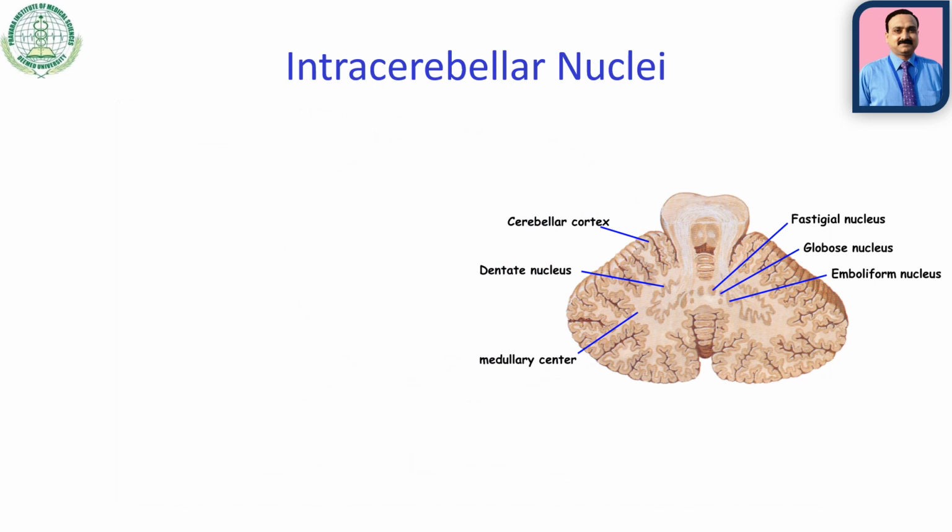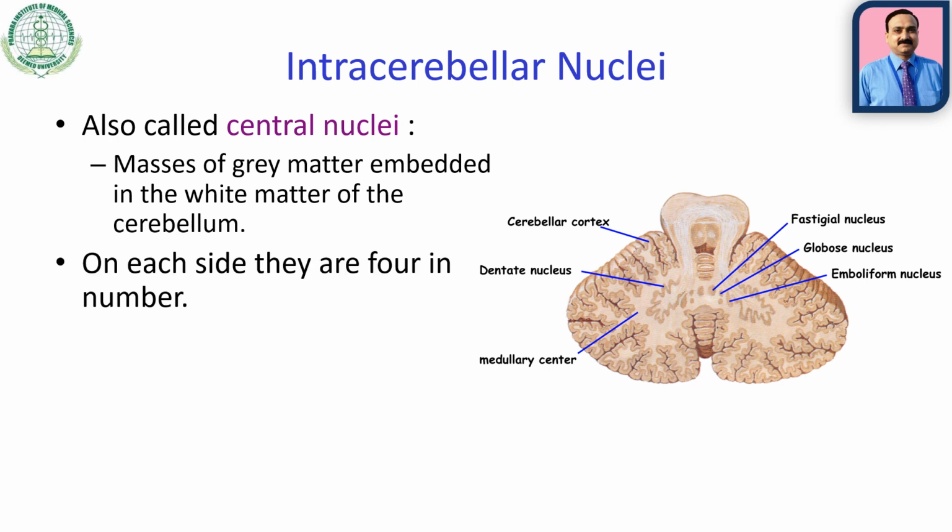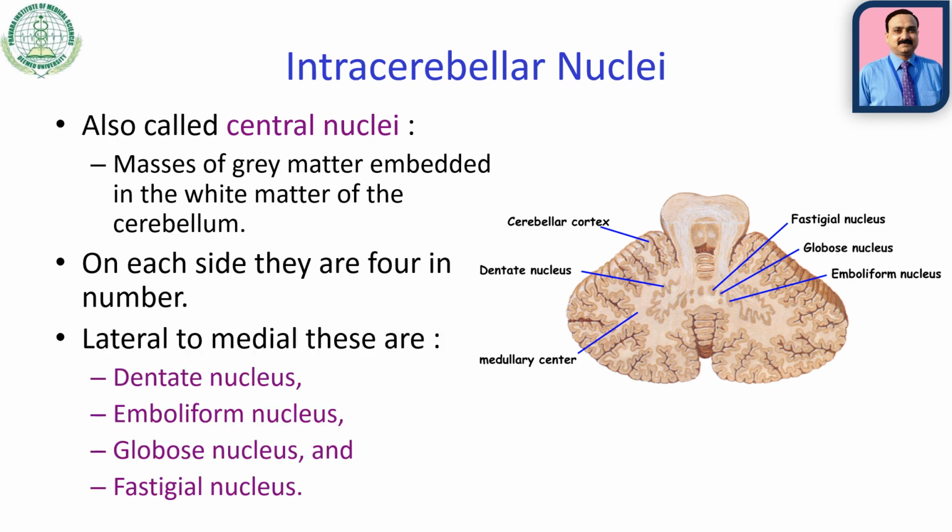Now first of all, intracerebellar nuclei. They are also called as central nuclei. These are masses of grey matter embedded in the white matter of the cerebellum. We can say these are clusters of grey matter embedded in the deep part of the white matter. They are grouped into 4. On each side, they are 4 in number.